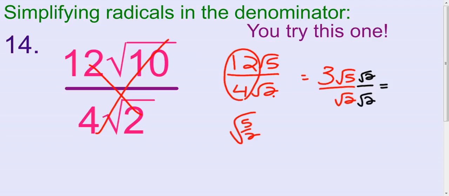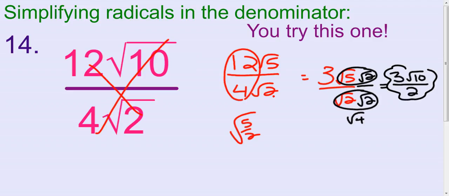So now what I have on the top is 3 times the square root. I will multiply these two. Root 5 times root 2 would be root 10. And on the bottom, I have root 2 times root 2, which is root 4. And the square root of 4 is just simply 2. Okay? And that's all I can do. Sometimes I'll be able to reduce something afterwards, but in this case, 3 over 2 doesn't reduce, and root 10 doesn't break down any farther. And so that would just simply be your answer.